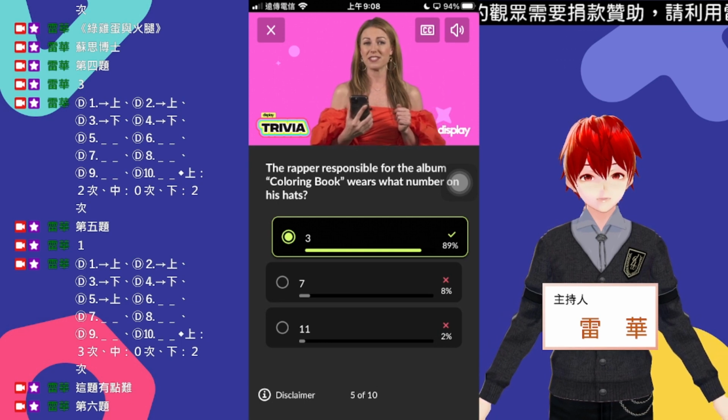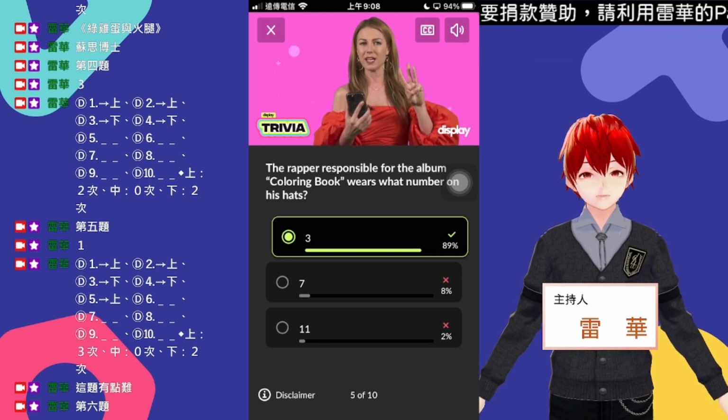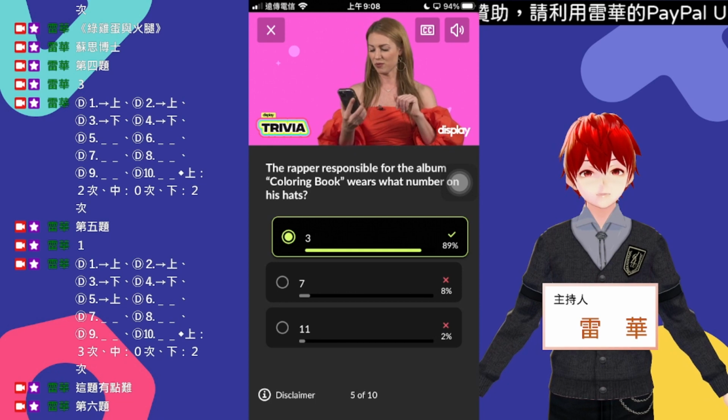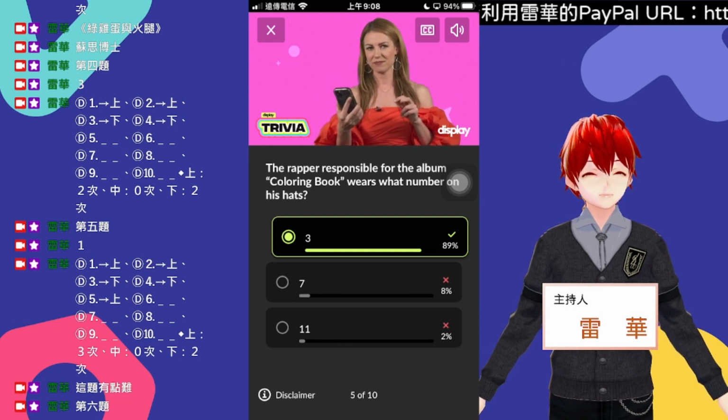Chance the Rapper is known for his hats with the number 3. I'm still waiting though. I think any day now we're gonna see number 4. 89% of you got it.